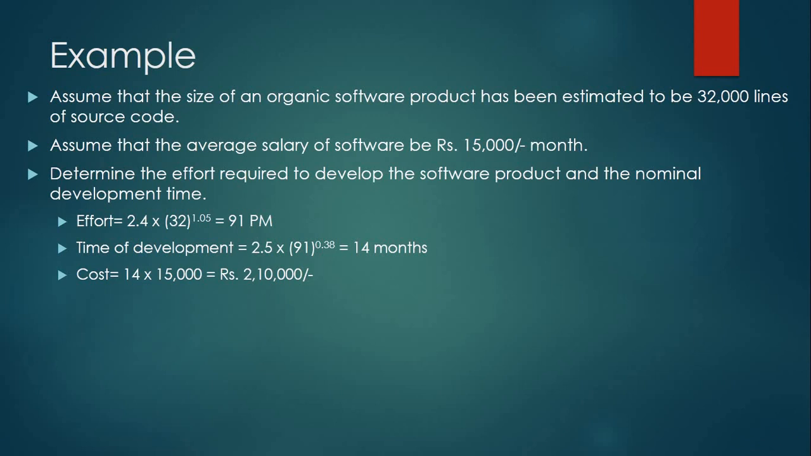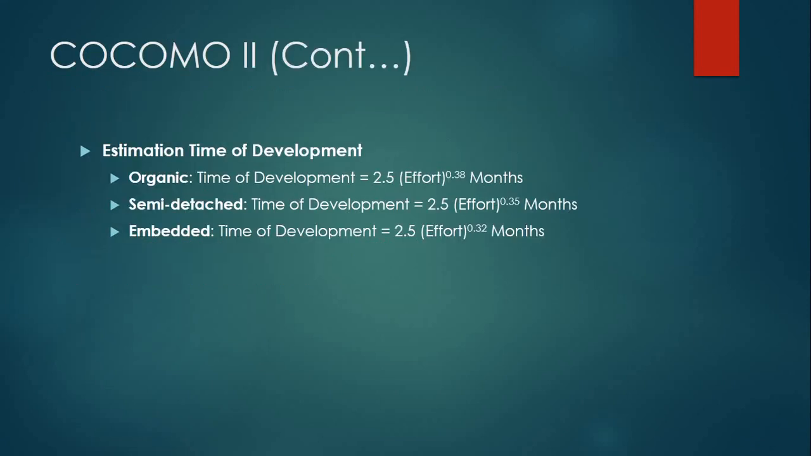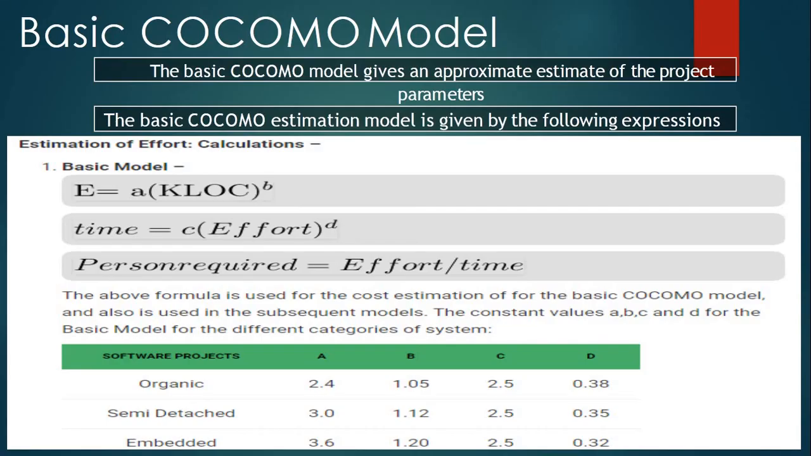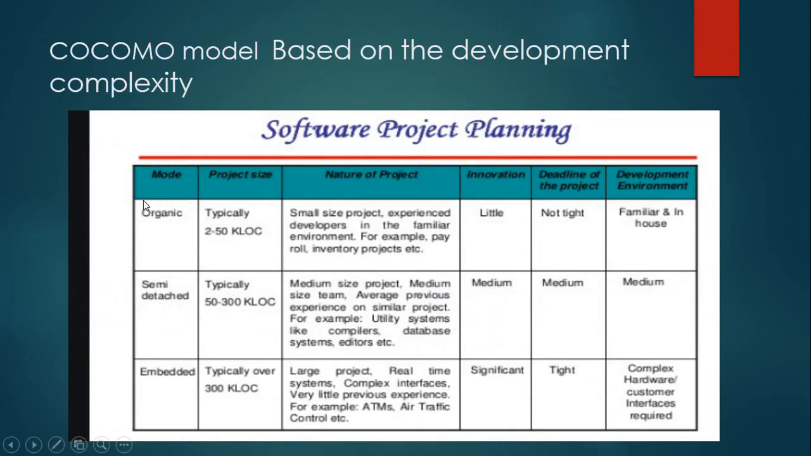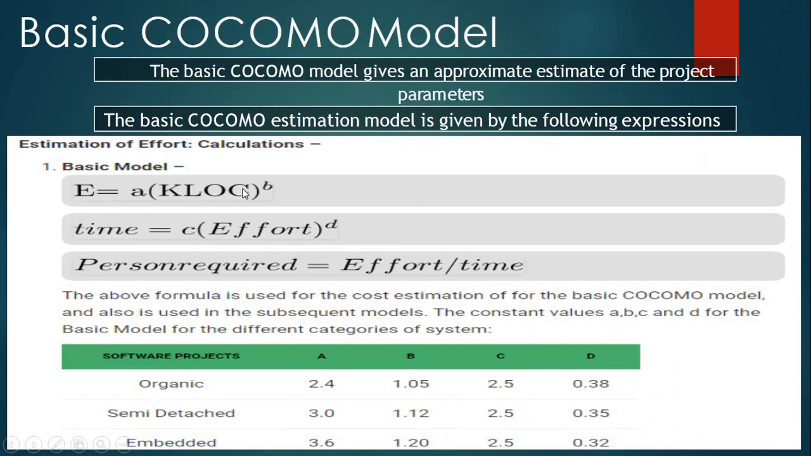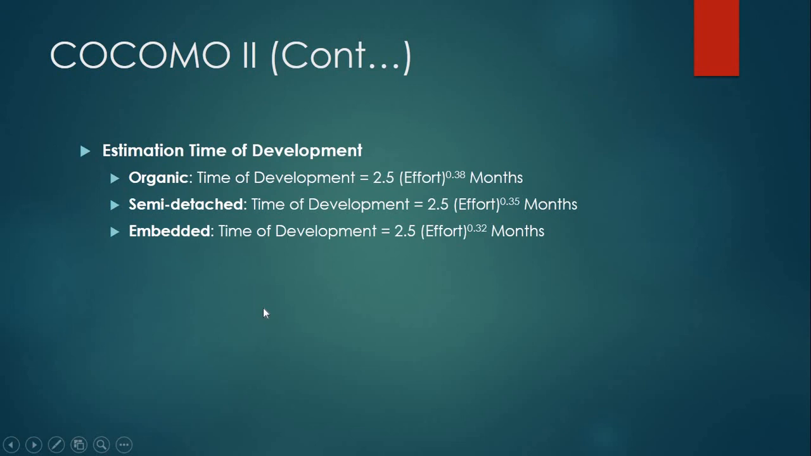So this is the very basic and simple calculation for the COCOMO model. You only have to know two things: these two formulas and this table. You first have to identify which type of project you are developing, then do your two calculations, and for that you have to remember this table. So this is the COCOMO model.